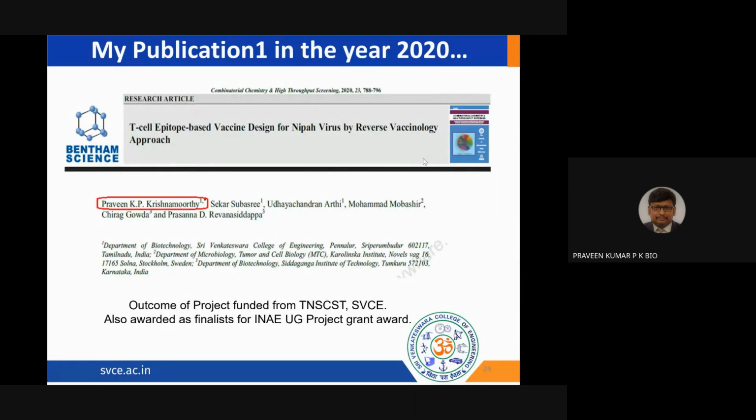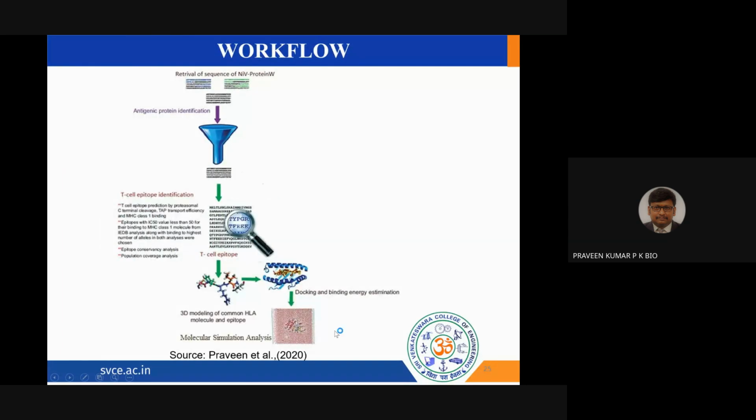At that time, I took this as an initiative and used a reverse vaccinology approach for a protein called W. I worked on protein W in the Nipah virus to come up with a T cell epitope-based vaccine. This is an outcome of a TNSST project, and it was selected for a national level award. This is the sequential workflow I used.